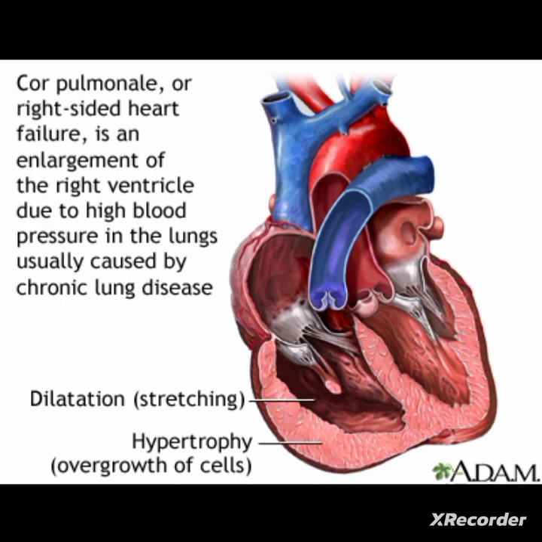Okay, so here in this picture you can see dilation or stretching or hypertrophy of the ventricles, mainly due to chronic lung disorders. So here there will be alteration in the function of the right-sided heart. That's why it is known as cor pulmonale.